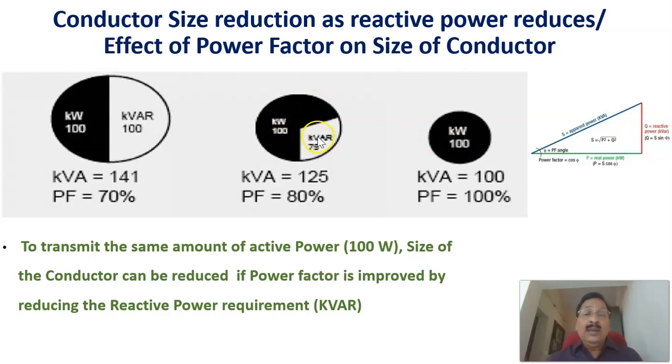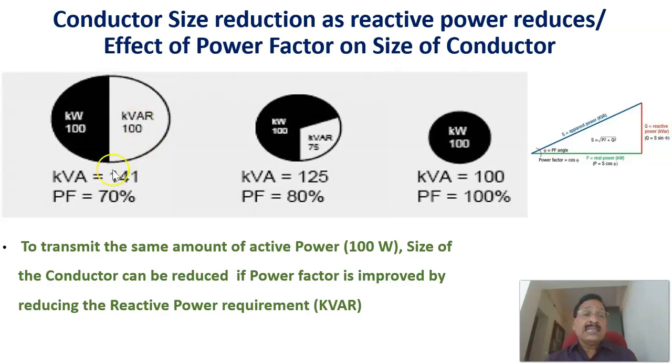Again continuing, if there is no reactive power, that is a purely resistive circuit, to transmit the same 100 kilowatt, kVAR equal to 0. Therefore, the power factor is improved to unity or 100%. Now see the size of the conductor. The size of the conductor gets reduced as the reactive power to be carried is reduced. In this case no reactive power is transferred, but in the earlier case 100 kVAR is to be transmitted. Therefore, as more kVAR is to be transmitted, the size of the conductor increases.